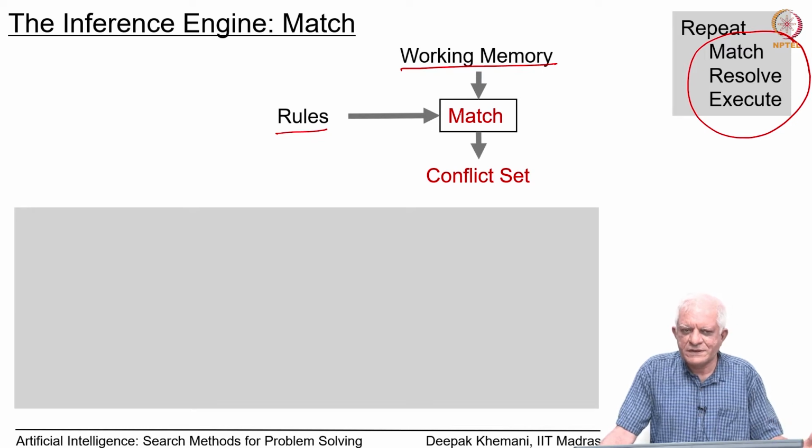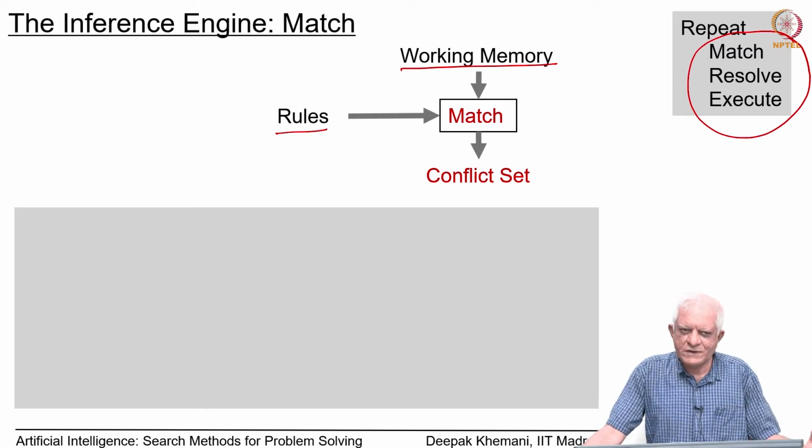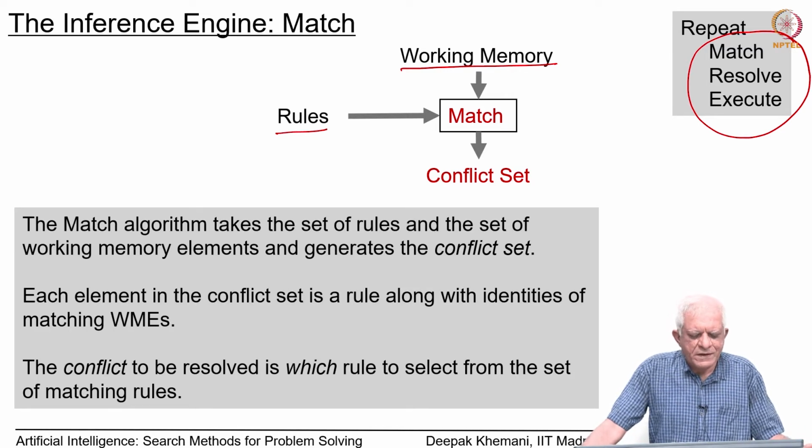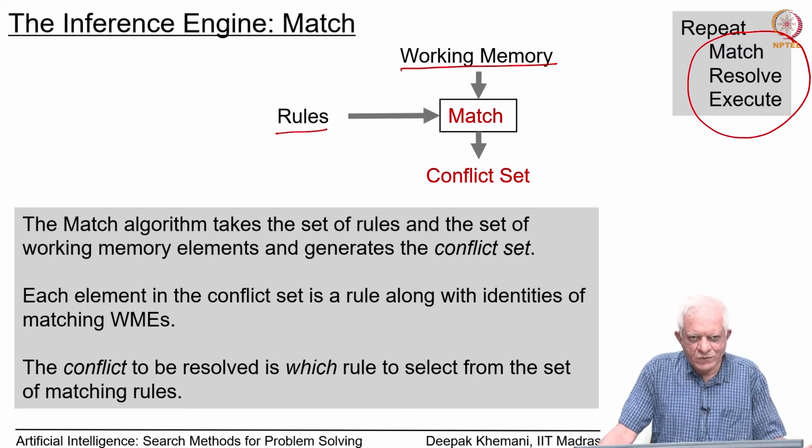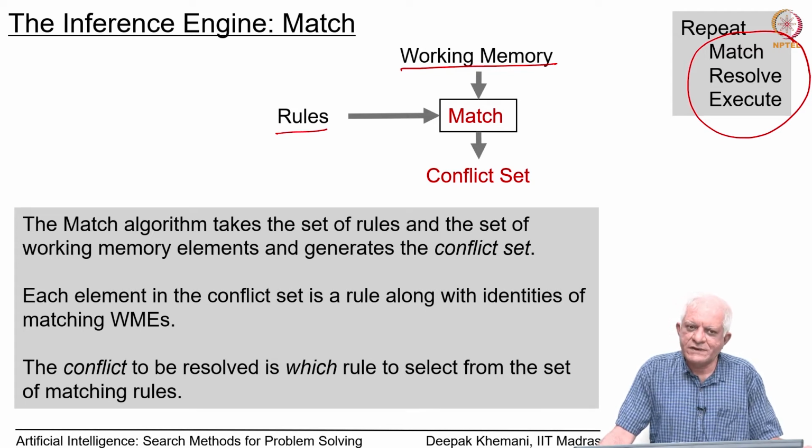So, this is the first component, which is match. It takes a set of rules, it takes the working memory and returns what is called a conflict set. We will look at this in more detail as we go along. So, the match algorithm takes a set of rules, the working memory and generates a conflict set. Each element in the conflict set, it is a set, remember, is a rule along with the identities of which working memory elements it matches with essentially. So, it is a rule instance with the data that it matches.